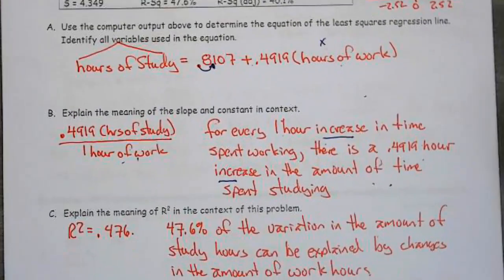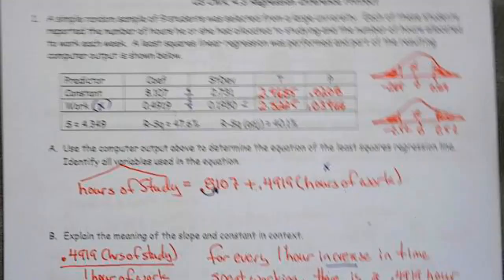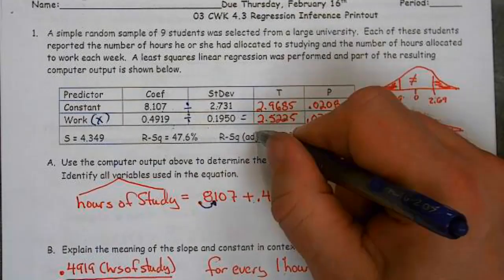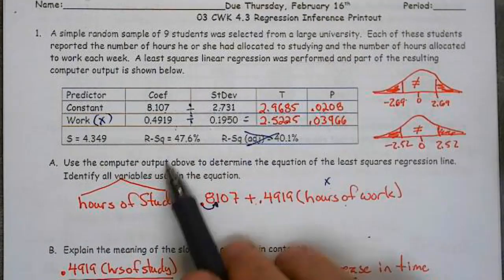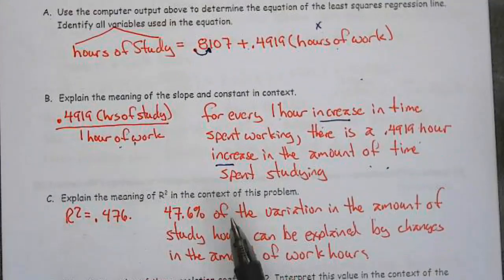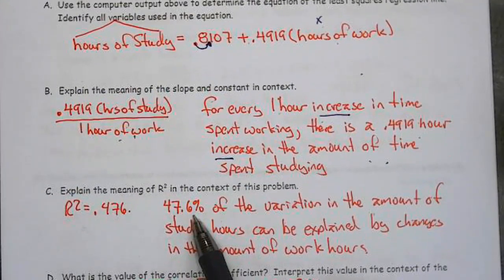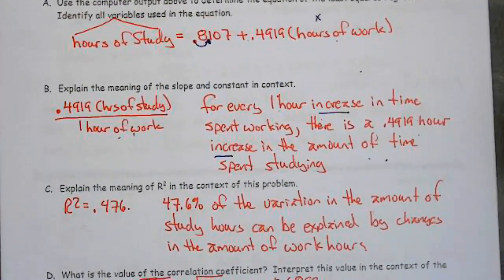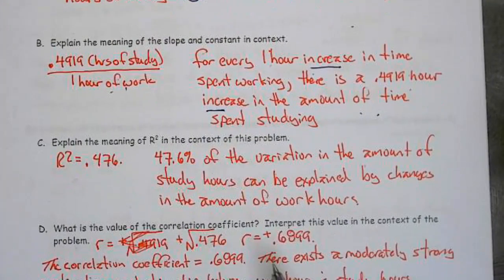All right. Explain the meaning of the r squared. Well, the r squared adjusted is just there to bother you. So we're concerned about the 0.4716. So 47.6% of the variation in the amount of study hours can be explained by changes in the amount of work hours. What is the value of the correlation coefficient?